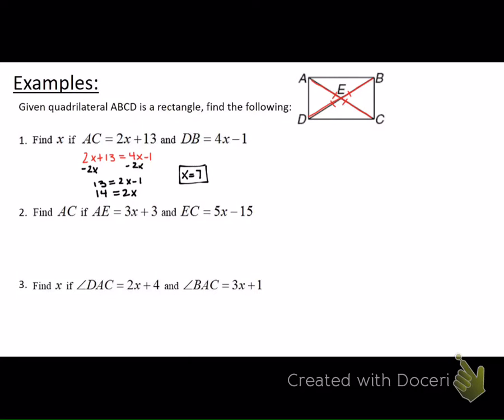Find AC if AE is 3x plus 3 and EC is 5x minus 15. So what do you guys know about AE and EC? I'm glad that Abby knew what I was talking about, even though I cannot speak. They are congruent. The diagonals bisect each other, so they are congruent. And then it tells us to find AC. So we need to make sure we're finding what we're supposed to find. So the first thing we need to do is find x.